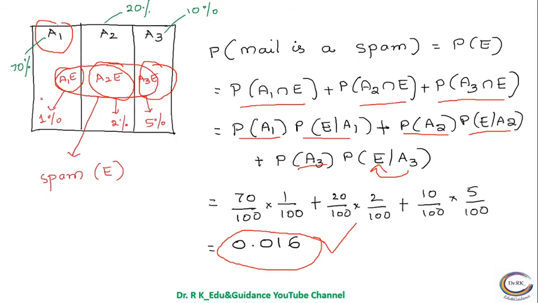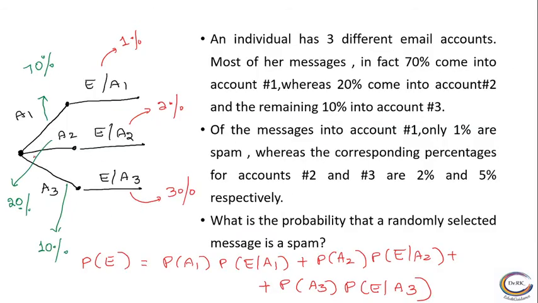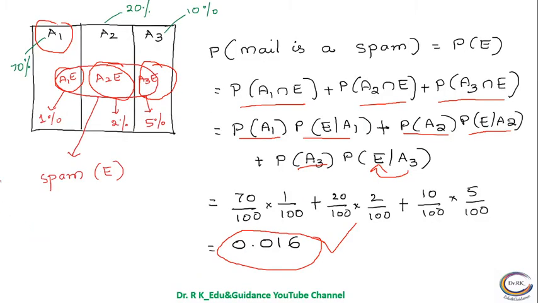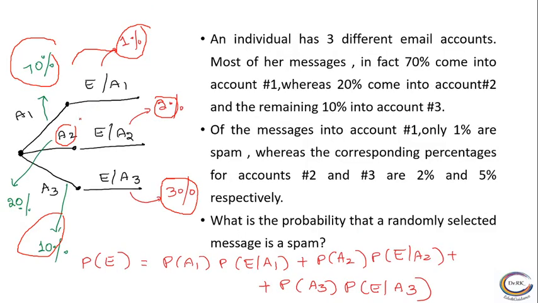One way is to write it like this, or the other way is like this. A1 is the first mail account, 70%, which is followed by spam at 1%. The second mail account is 20%, followed by spam at 2%. The third is 10%, followed by 3%. The product of these branches, 70% into 1%, 20% into 2%, and 10% into 3%, and the sum of these products gives the total probability. Depending on our understanding, we can use either approach to find the total probability.